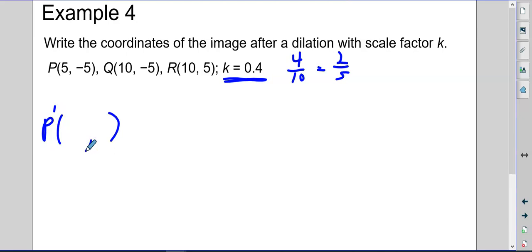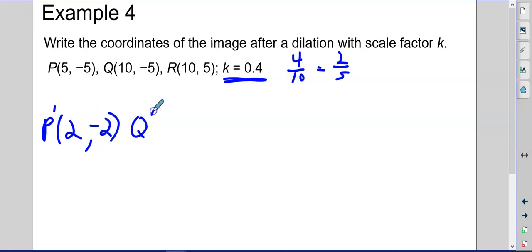So P prime, right? So 5 times 2 is 10, divided by 5 is 2. Or basically the 5's cancel. Negative 5 times 2 is negative 10. Divided by 5 is negative 2.